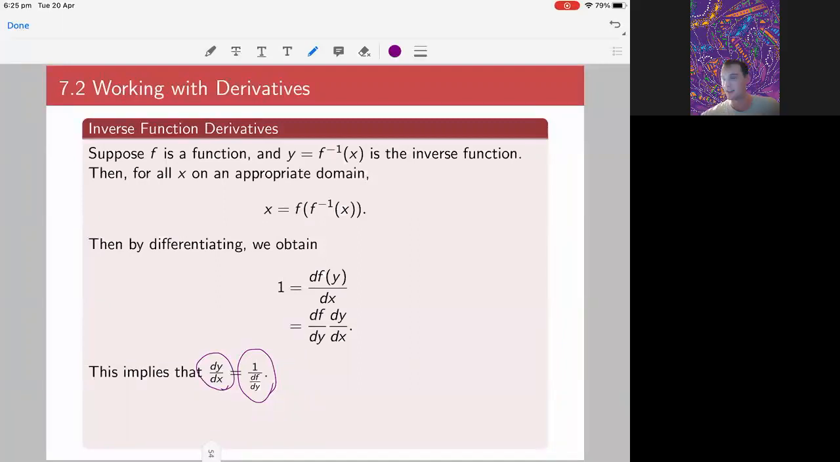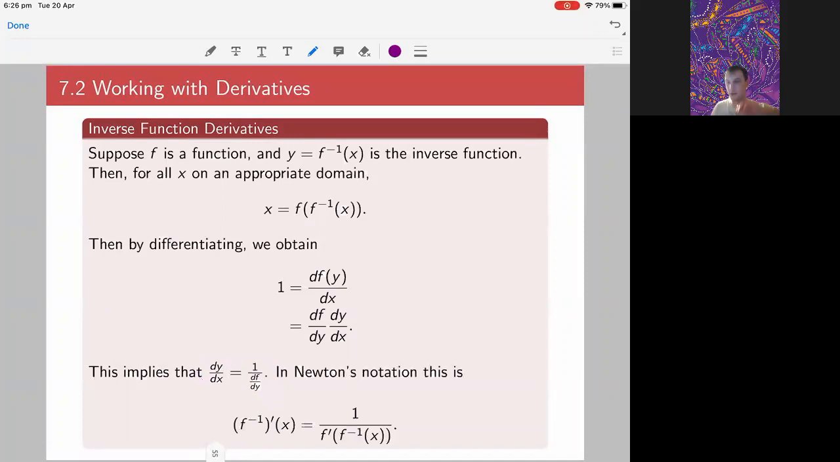Now, as I said before, I think that this equation here is a monstrosity. So we'll try and explain what this means in the Newtonian formulation. The Newtonian formulation of this inverse derivative is the following. If you've got a function and you've managed to find its inverse, then the derivative of that inverse evaluated at a point x is the same as 1 divided by f prime, the derivative of f, evaluated not at the point x, but instead at the point f inverse of x.